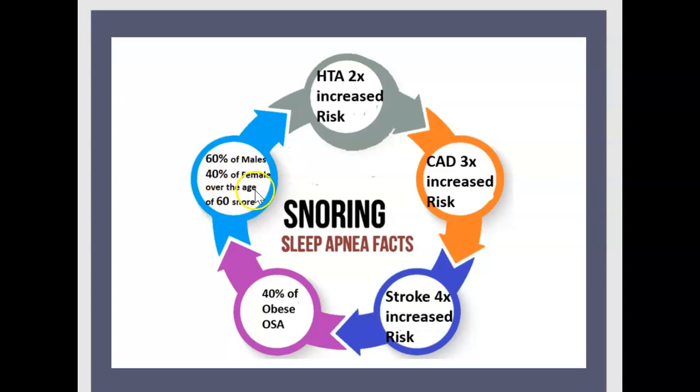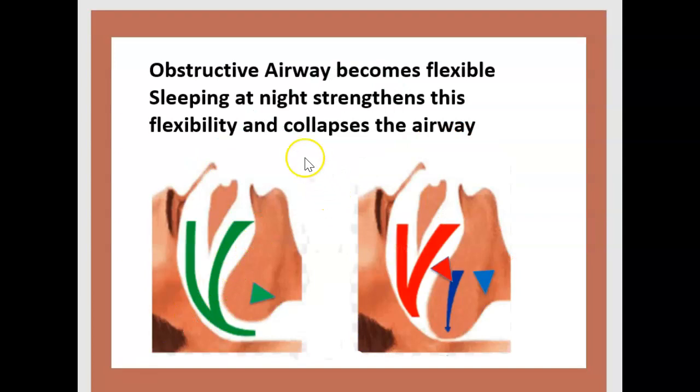But at the age of 60, the female and male are equally affected by sleep apnea. There are 3 types of sleep apnea: obstructive sleep apnea, central sleep apnea, and mixed sleep apnea. We will start with obstructive sleep apnea.